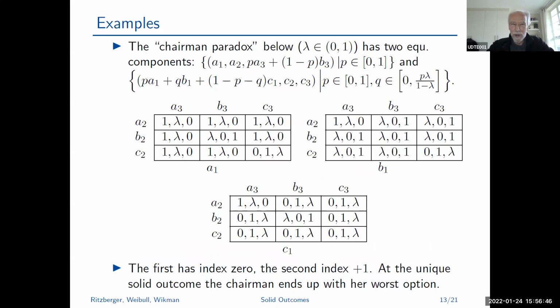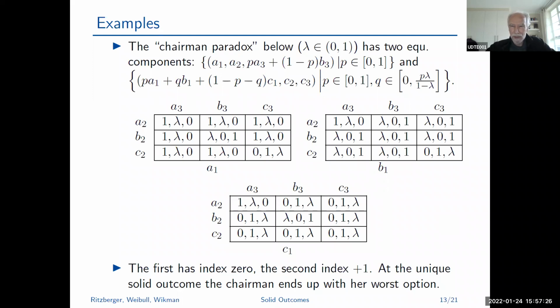Now here's the application for Carl. It's not from economics, but from political science. And in political science, this is known as the chairman paradox. So this is a committee of 3 people that have to choose an alternative by majority voting. And their preferences, if they would vote sincerely, are caught in a Condorcet cycle. This is what is captured by these payoffs here, where lambda is a number between 0 and 1. They are caught in the Condorcet cycle.